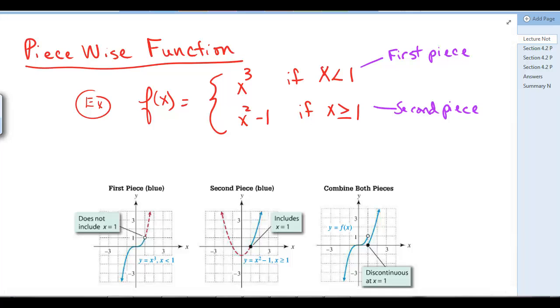Well, actually, this is the graph. This is a piece of the graph, and this is a piece of the graph. And these are the parameters.